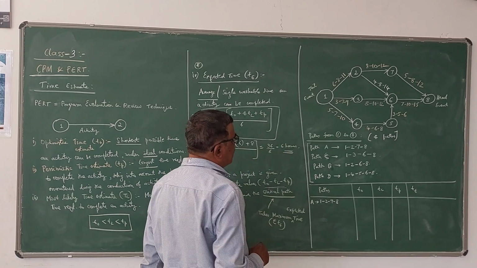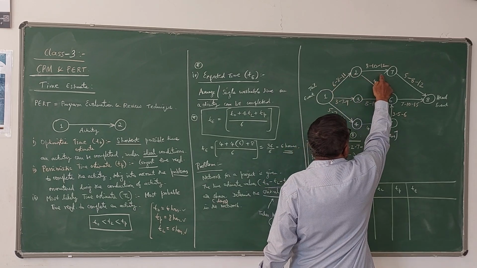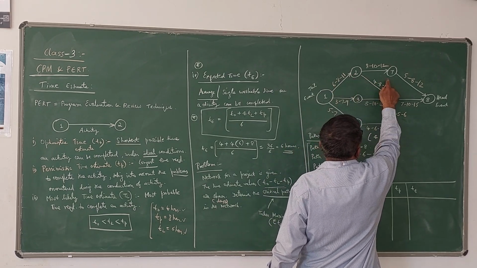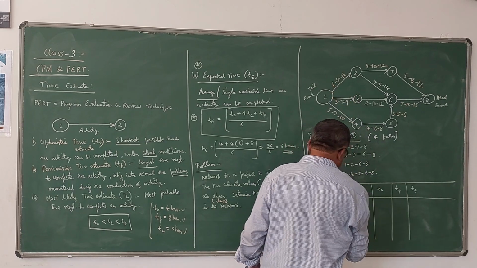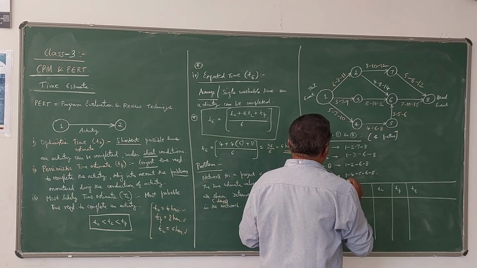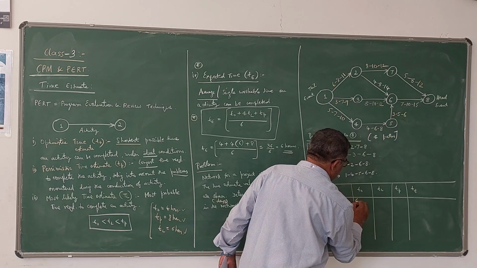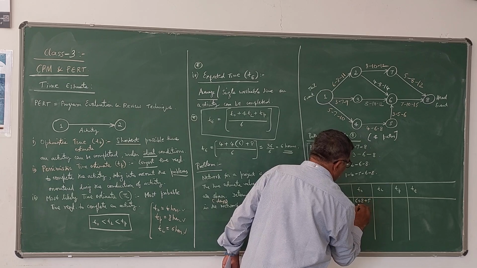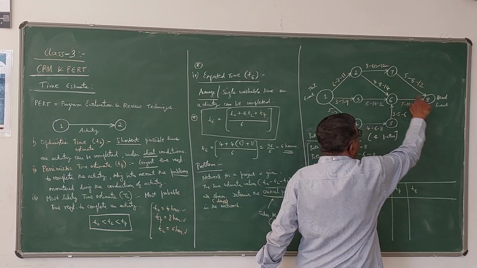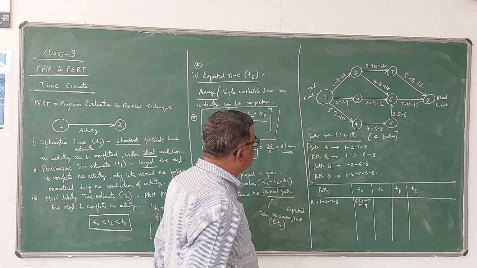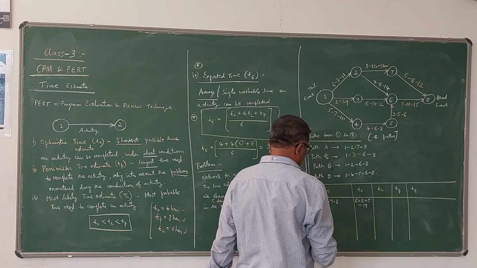So for path A, what is the value of T naught? We have to take the T naught values of all these: 1 to 2, 2 to 7, 7 to 8. The first value represents T naught. We have to add them: 6 plus 8 plus 5, it is 19. So 19 days. If you move along this path, the optimistic time, that is the shortest time, is 6 plus 8 plus 5, that is 19 days.